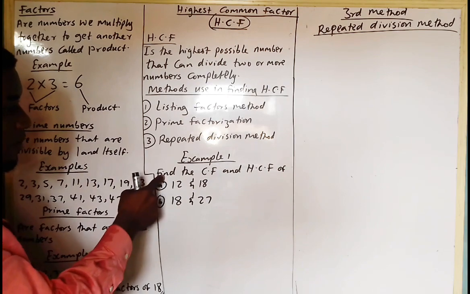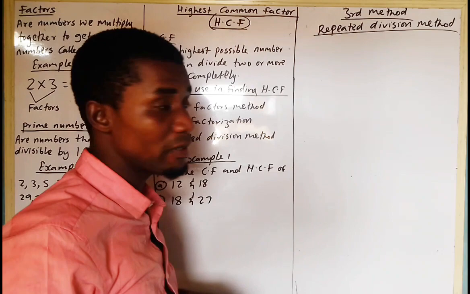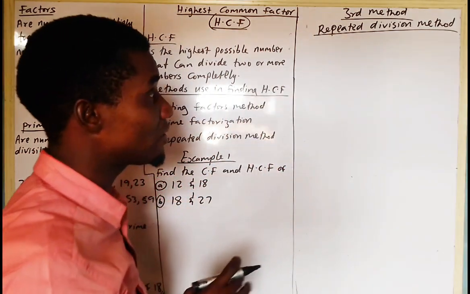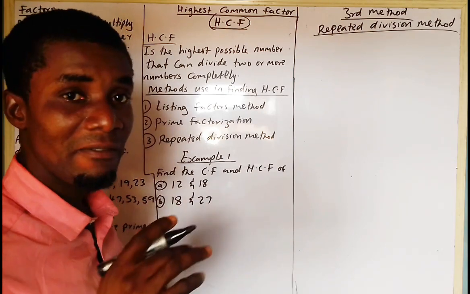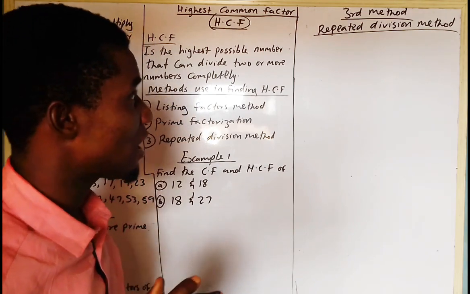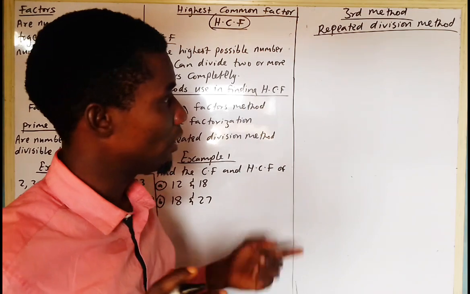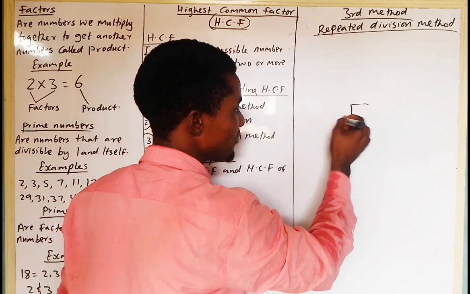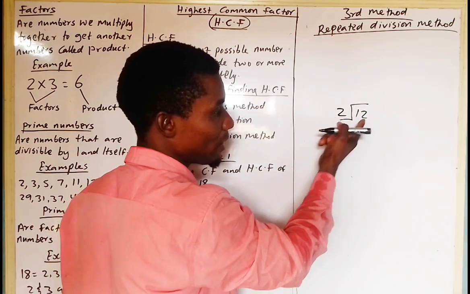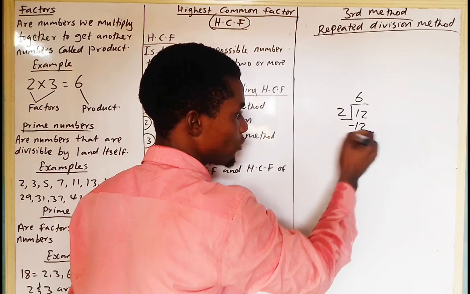Now let's find the highest common factor of this same number using the third method, which is repeated division method. To find the highest common factor of 12 and 18 using repeated division method, you must have basic knowledge about long division. For instance, if you are asked to divide 12 by 2, you find the number of times that 2 can go in 12, which is 6 times. 6 times 2 will give you 12. 12 minus 12.